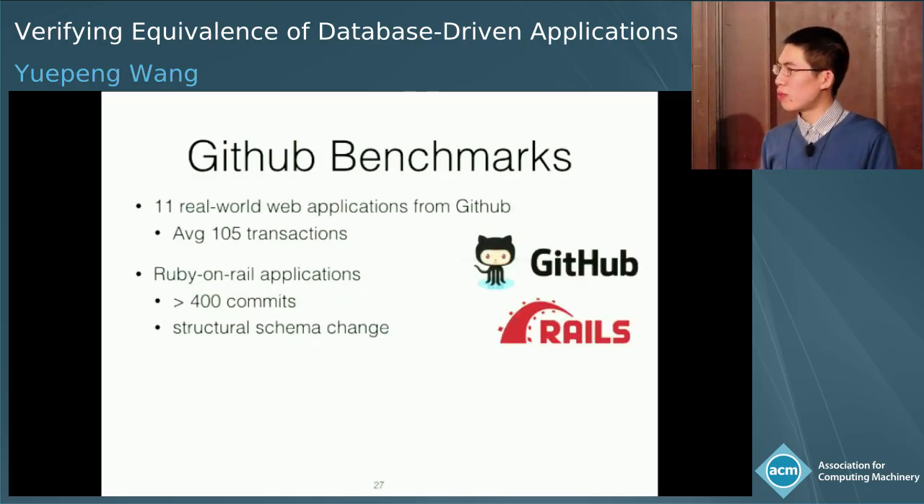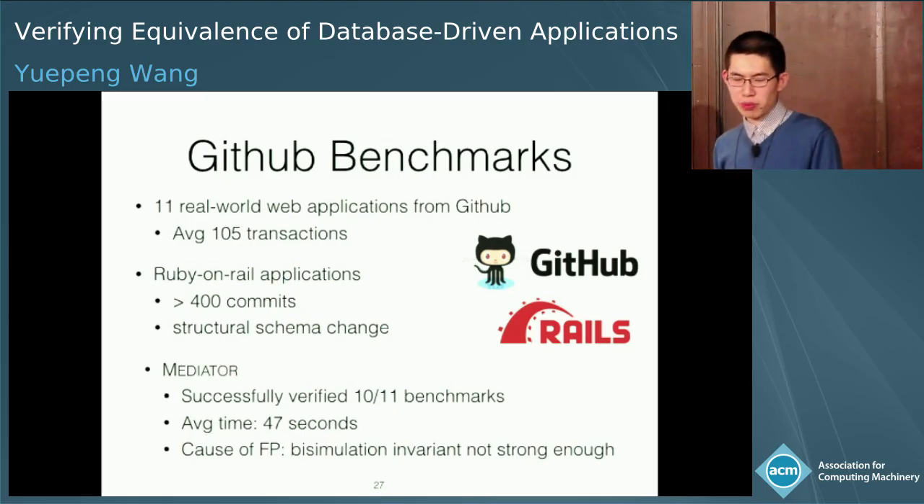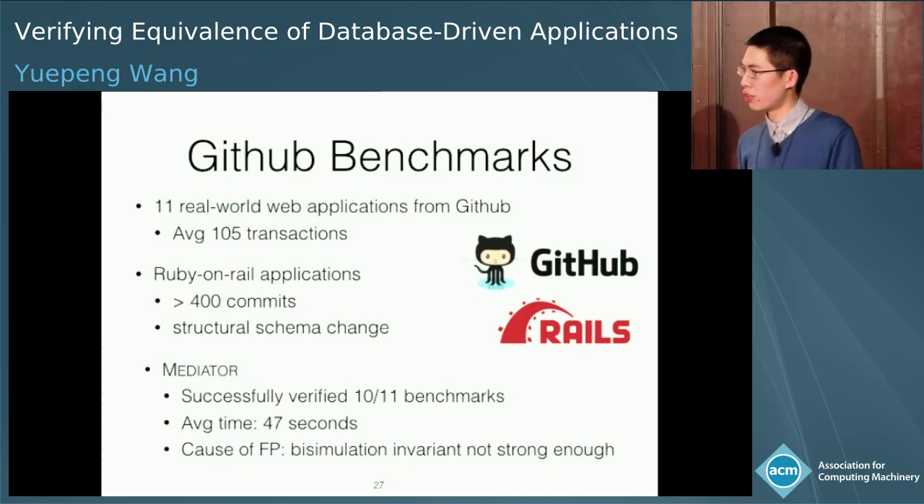To perform the second experiment, we also collected 11 real-world benchmarks from GitHub. These benchmarks are extracted from Ruby on Rails applications that have over 400 commits and have at least one structural schema change in the commit history. These benchmarks are quite large, and they contain about 105 transactions on average. The evaluation result shows that Mediator can successfully verify 10 out of 11 benchmarks. And it's quite efficient. It takes only about 47 seconds to verify each benchmark on average.